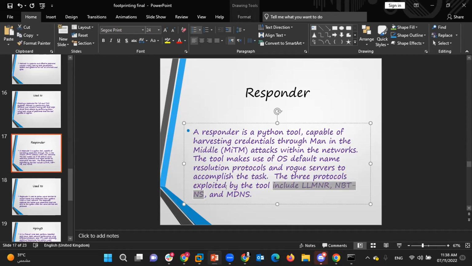Responder works on these protocols in the network, and it works with the man in the middle attack to get credentials within the network by using the operating system default name resolution.